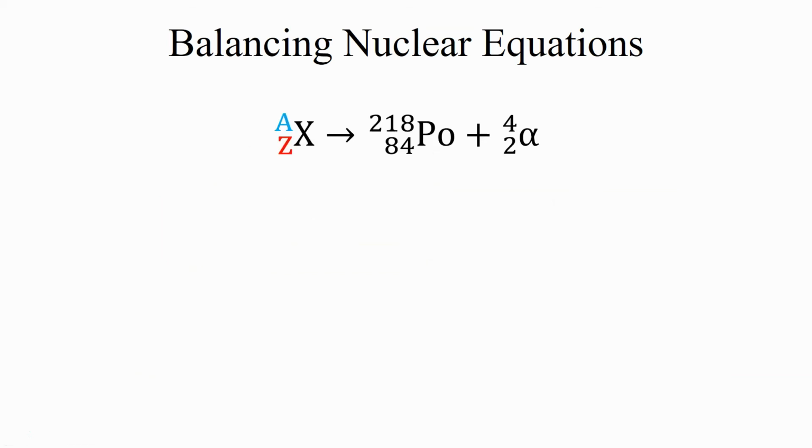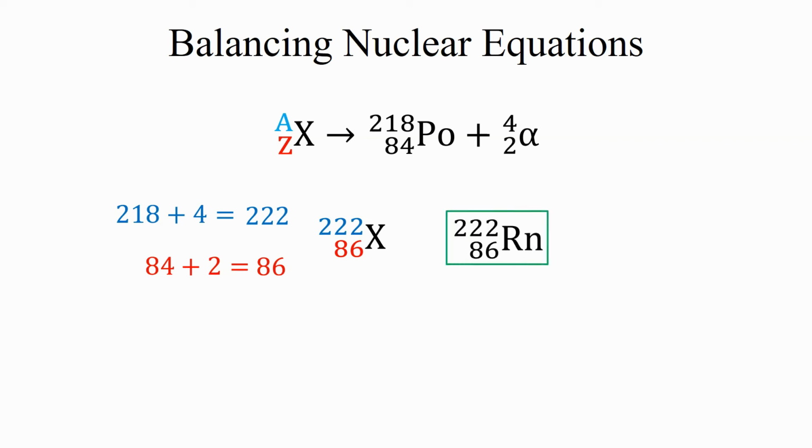In this reaction, we're trying to find out what spontaneously decays into polonium-218 and an alpha particle. Again, balance the mass numbers and the atomic numbers. First, let's find out what we're missing from our atomic number. So whatever reactant we had, it had to have a total mass of whatever we have on the product side, which is 222, and a Z number of 86. And again, the Z number is the most important here. That gives you the identity of the element. In this case, this is radon-222.